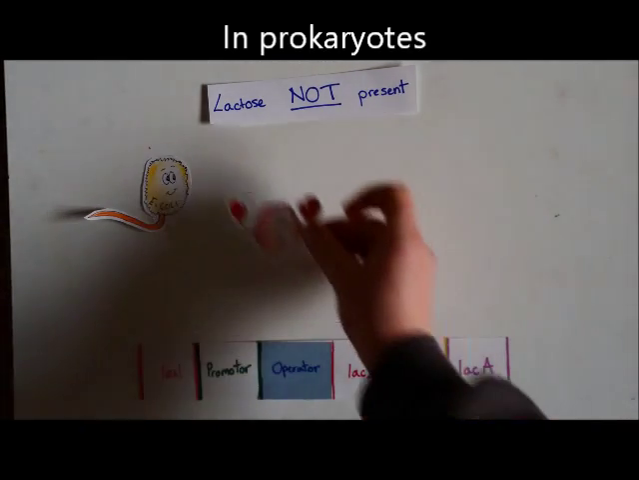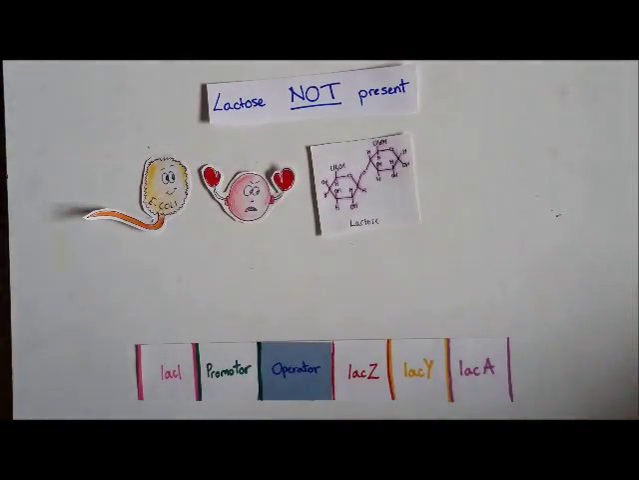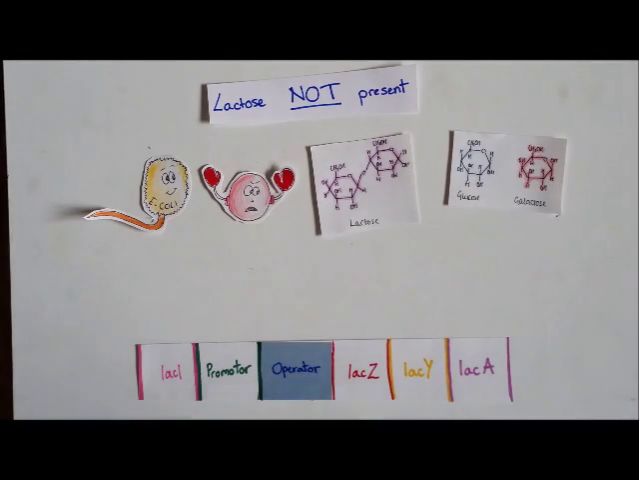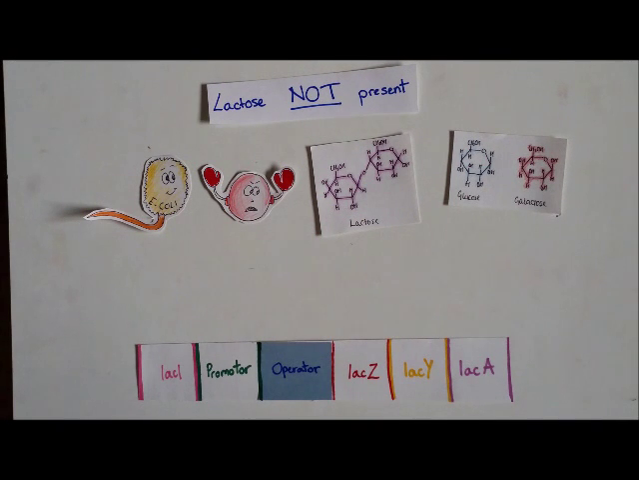Lactose not present. E. coli produces the enzyme beta-galactosidase to break down lactose, which is a carbohydrate, into galactose and glucose, which are monosaccharides. The three structural genes, LacZ, LacY, and LacA, produce proteins that help bacteria digest lactose. When lactose is not present, this is what happens.